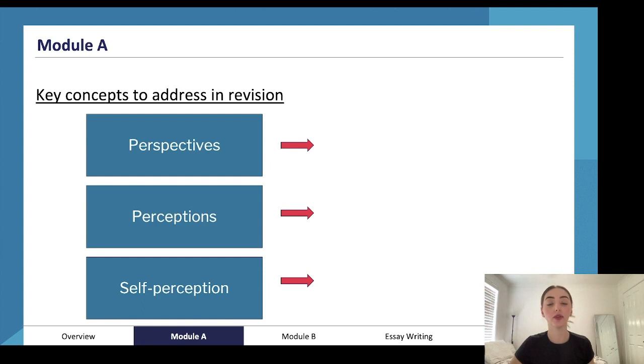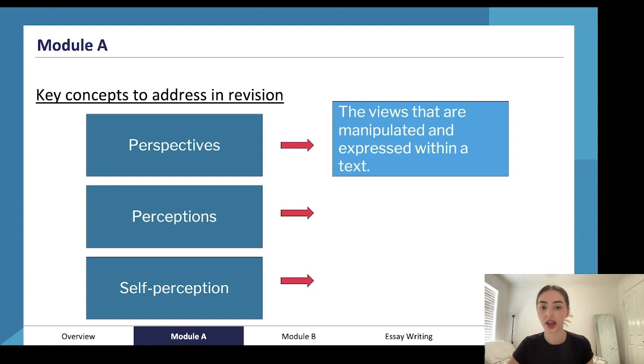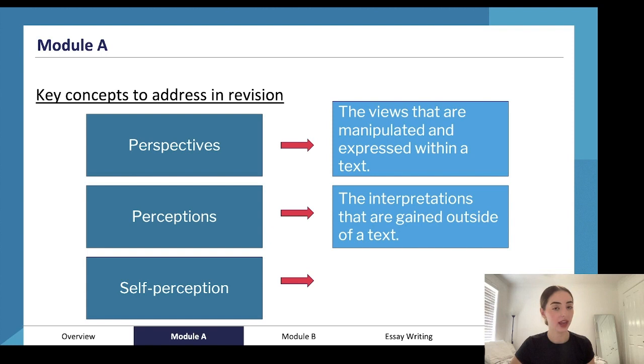The idea of a perspective, which is different to perception. So perspective are the views that are manipulated and expressed within a text. However, perception is the interpretations that are gained outside of a text. Okay, I see these words kind of used synonymously in a lot of essays. They're not the same. A perspective is a worldview, okay? Whereas a perception is the way individual things are viewed based off worldviews, but also other things like biases. And then self-perception is how we view and understand ourselves.